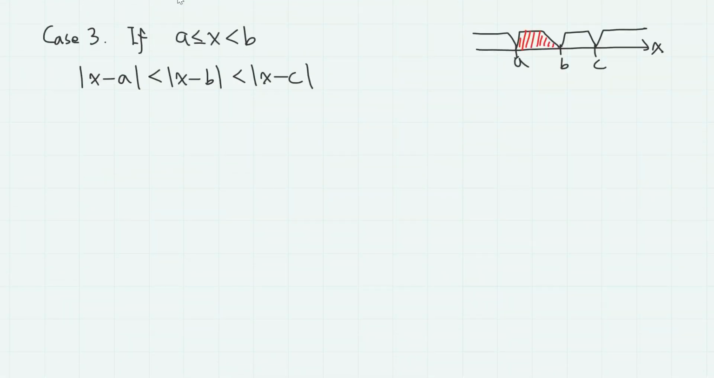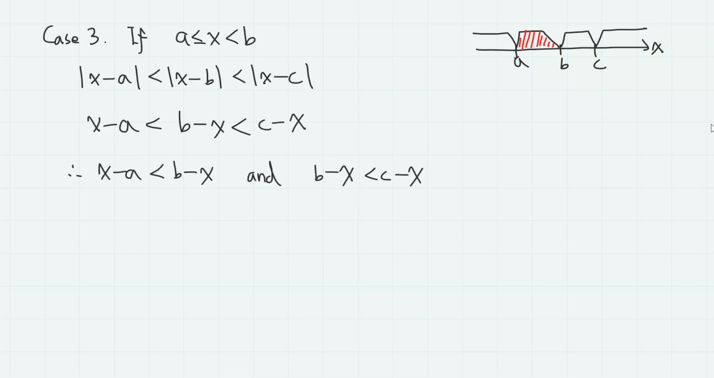Case 3, if x is greater than or equal to a and less than b, then x minus a is positive or 0, but x minus b and x minus c are negative, so we have x minus a less than b minus x and less than c minus x. Therefore, from this inequality, we have 2x is less than a plus b, so x is less than a plus b over 2.